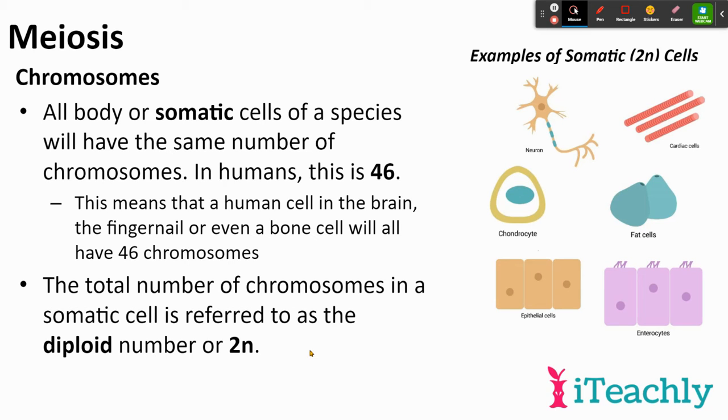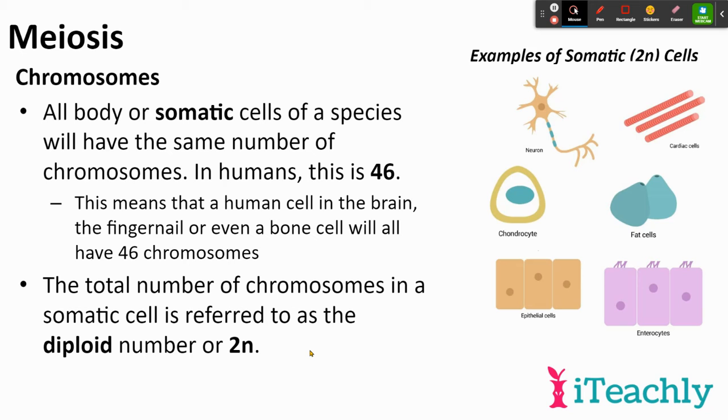So all body cells are called somatic cells, and they all will have the same number of chromosomes. In humans, this is 46. This means that a human cell in the brain, the finger, or the bone cell will all have 46 chromosomes. So every time you make a new cell, you have to make a full complement of your DNA, and you don't really want to make any mistakes on that.